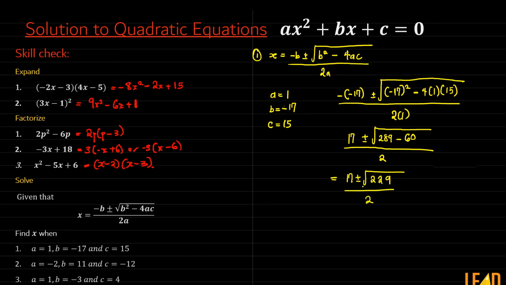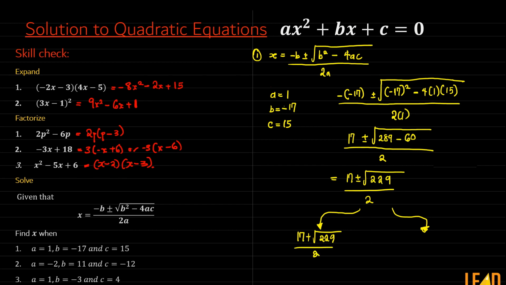Now you could leave your answer this way, or you could solve them out, separate them, right? So let's separate them, because this sign in the middle here means plus or minus. So we're going to separate them into 2. We're going to have 17 plus the square root of 229 over 2.